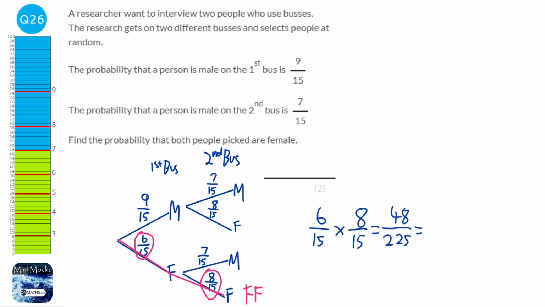Now you can actually cancel that down. What you can do is divide top and bottom by 3, and that will give you 16 over 75. So the answer is either 48 over 225 or 16 over 75.